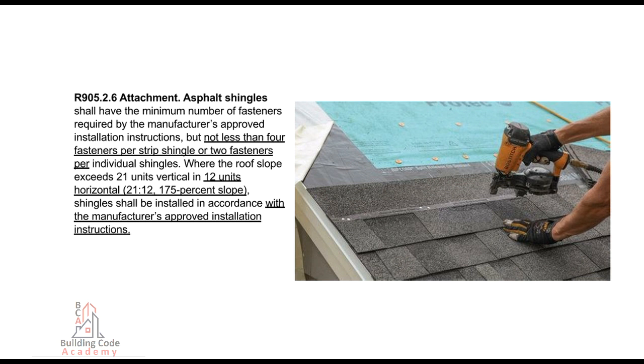R905.2.6 Attachment. Asphalt shingles shall have the minimum number of fasteners required by the manufacturer's approved installation instructions, but not less than 4 fasteners per strip shingle or 2 fasteners per individual shingle. Where the roof slope exceeds 21 units vertical in 12 units horizontal (21:12, 175% slope), shingles shall be installed in accordance with the manufacturer's approved installation instructions.